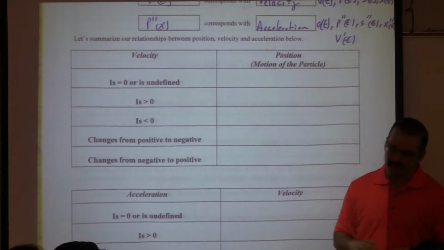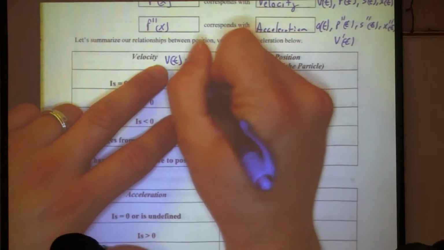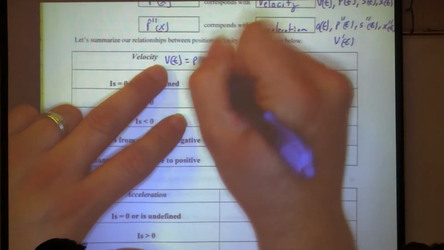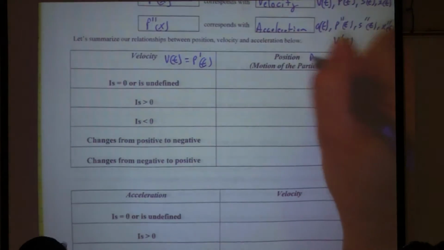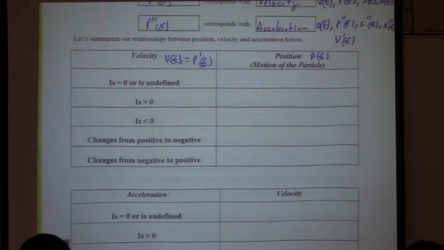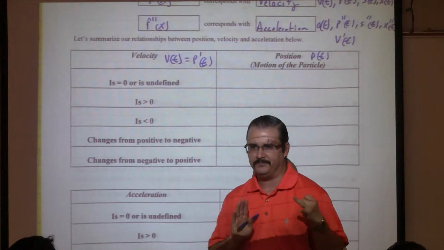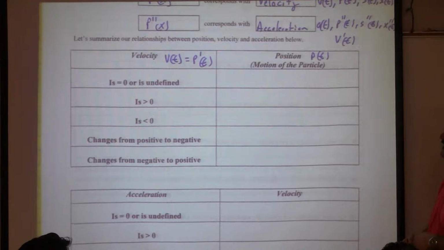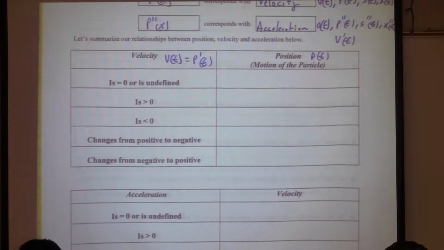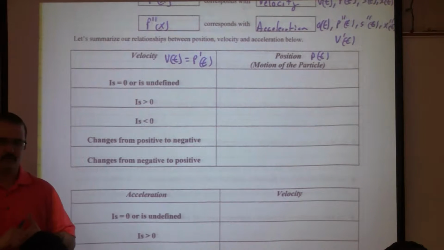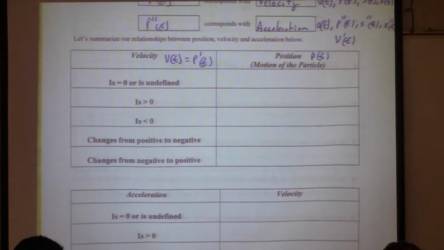So, let's see how velocity and position are related. Alright, we know velocity is v of t, it's also the same thing as the first derivative of the position function, right? So what does the first derivative tell us about something? It tells us where it's increasing, decreasing, or relative maximums or minimums. Now here we're talking about the position of a particle. So we don't want to say where the position is increasing or decreasing, but rather where the particle is moving to the left or to the right, okay? So that's what we're going to say instead of increasing or decreasing.